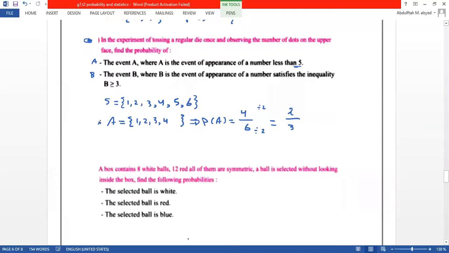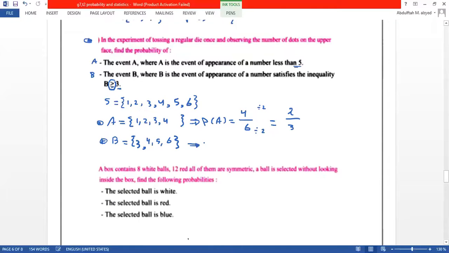The second required is event B, where B is the event of appearance of a number satisfying the inequality B greater than or equal to 3. What are the numbers greater than 3? 4, 5, and 6. But there is an equal here, so 3 is included. So 3, 4, 5, 6.